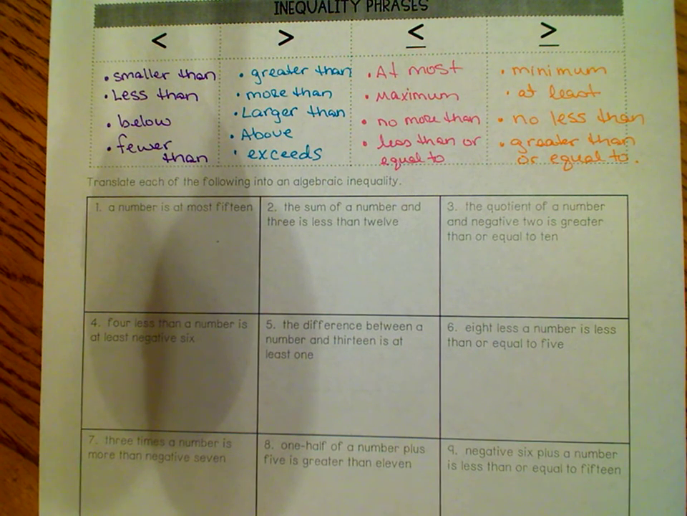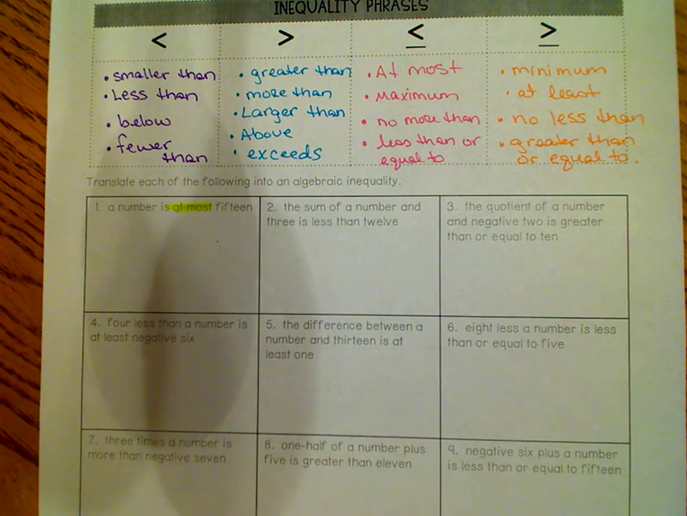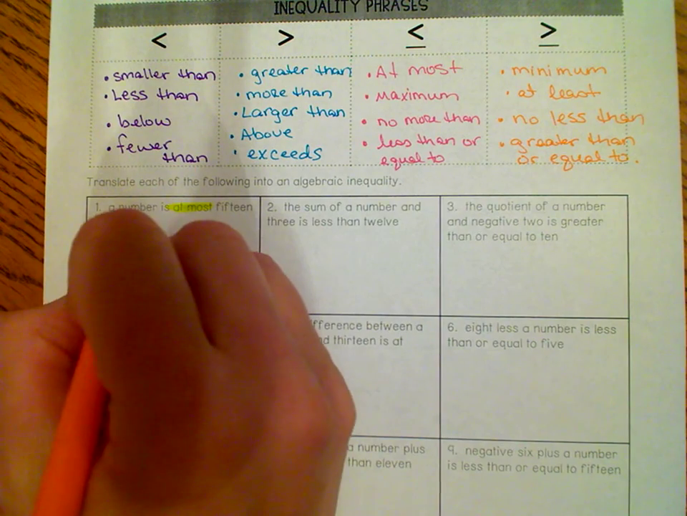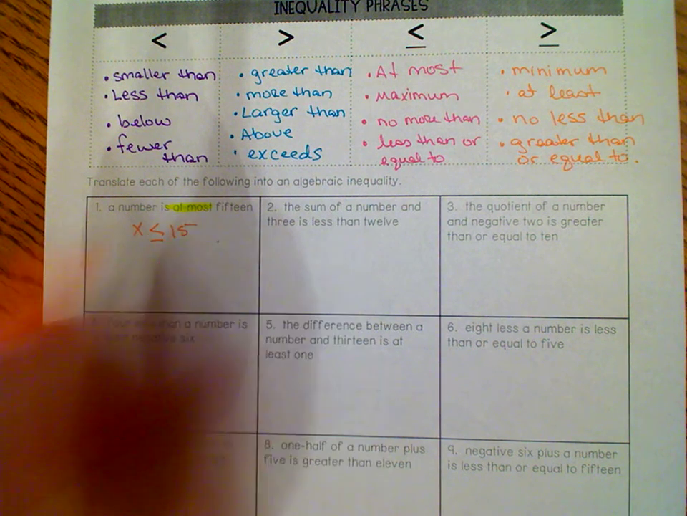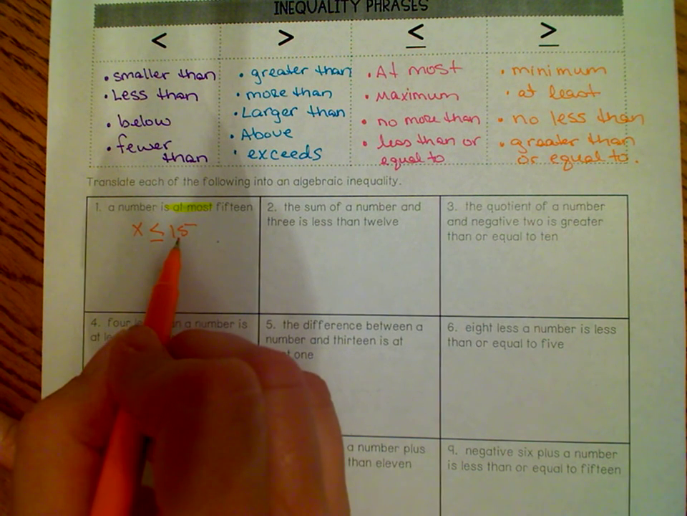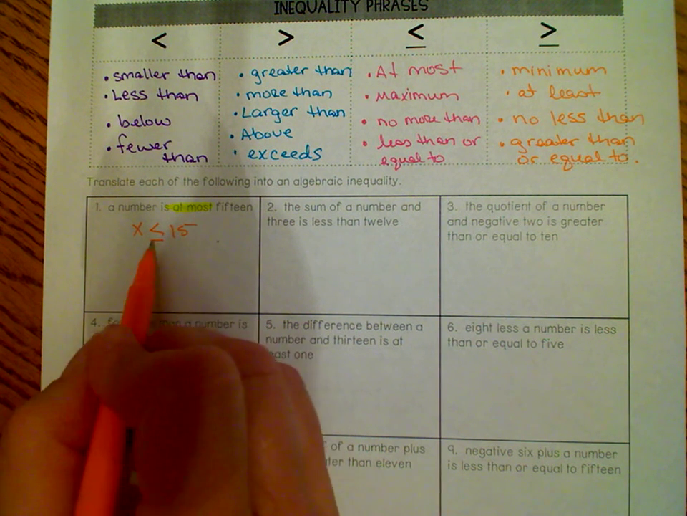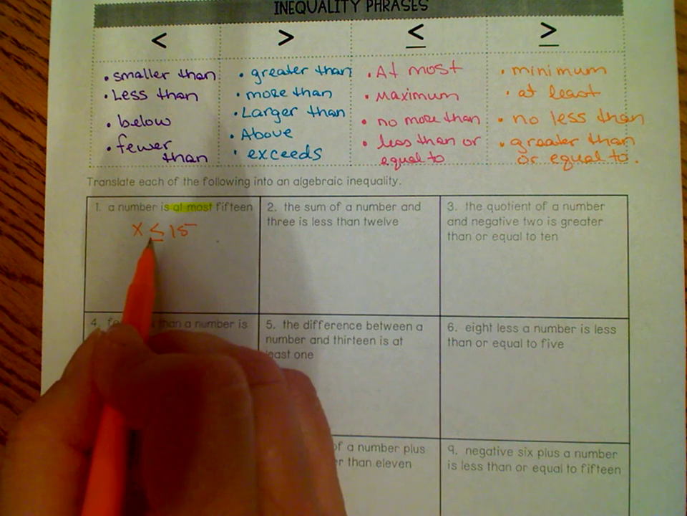Translate each of the following into an algebraic inequality. Number 1, a number is at most, there's your keyword, at most 15. So you can look up in your notes that we just took and look up at most. So we have a number, our number is going to be x, is at most 15. So it's got to be less than or equal to 15. At most means it can be 15, but it cannot be 16. It's got to be less than. So at most 15. So x is less than or equal to 15.